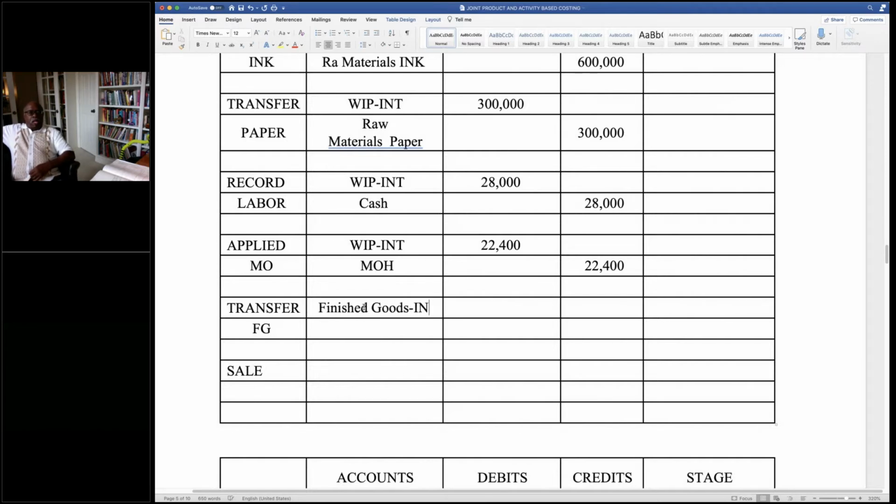This number is going to be your debit from your finished goods side and your credit from your work in process T-charts. So if you don't know what it means, you can look at your T-chart and just drag the numbers from there. 770,400.